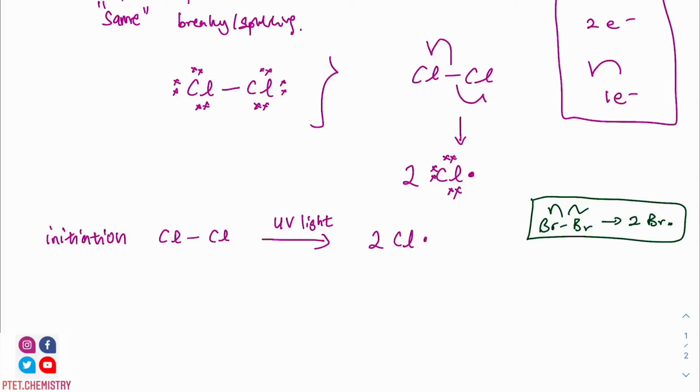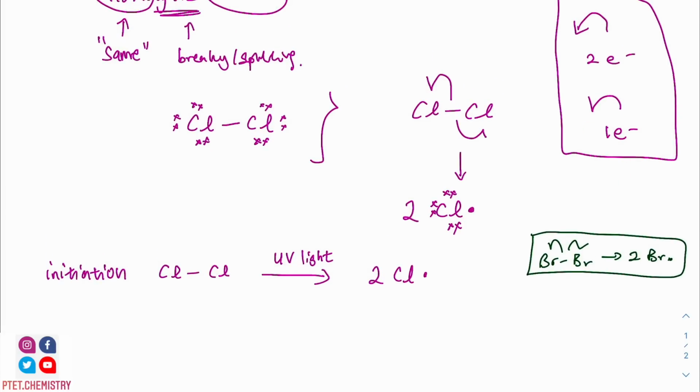You could draw them on top together like that, but as long as you use a half-headed arrow to show the flow of 1 electron, yeah? Okay, it's important to show that as a cross, single cross or single dot to represent them as radical.